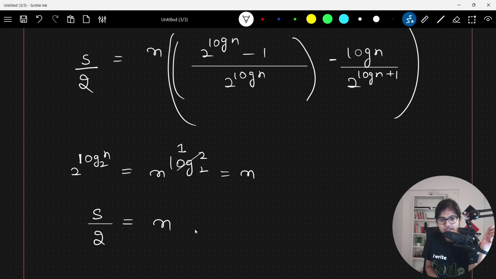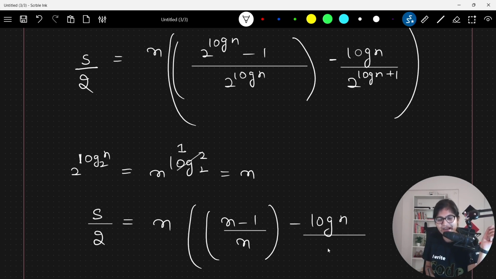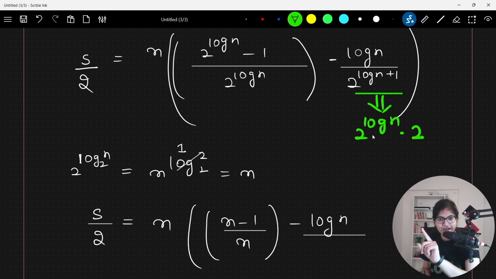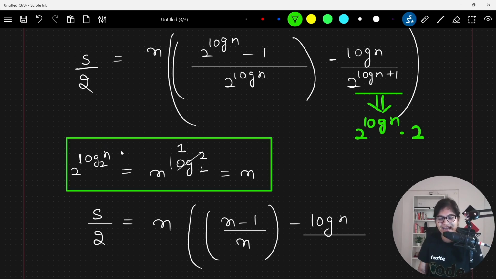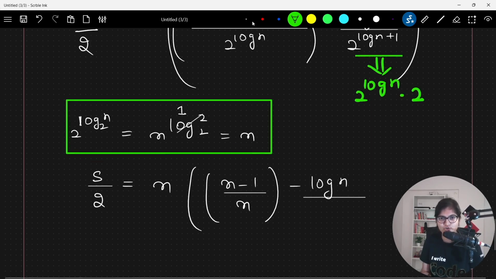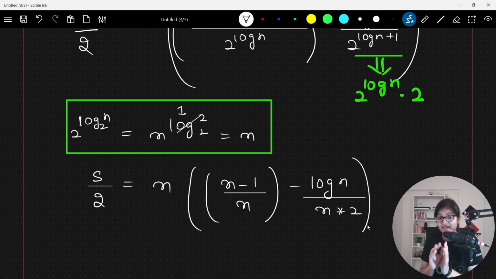It's very simple. So I will say N minus 1 divided by N, minus log N divided by this also. If you observe, if I split it, it can be written as 2 to the power log N into 2. So I am writing 2 to the power log N as N using this equation. I have already explained why that is so. So into N into 2, right?